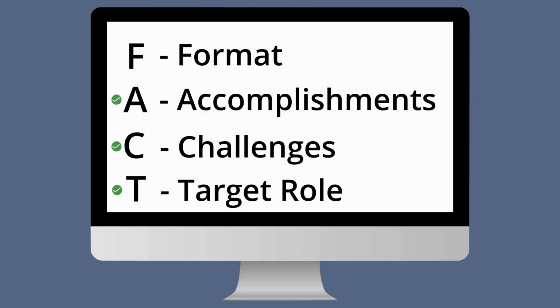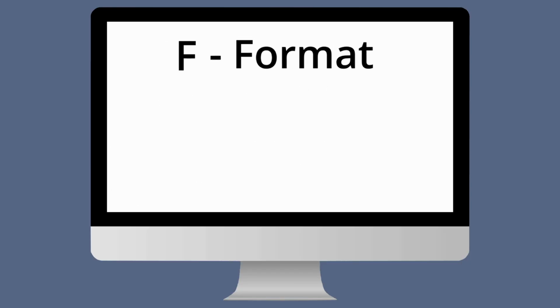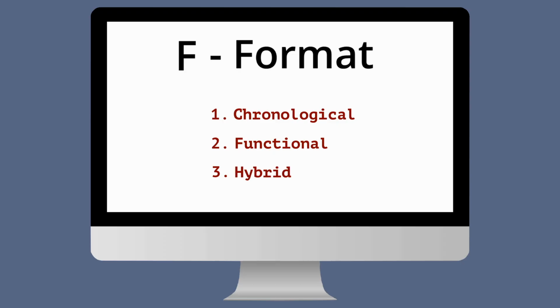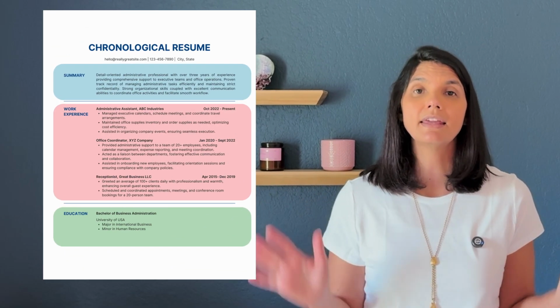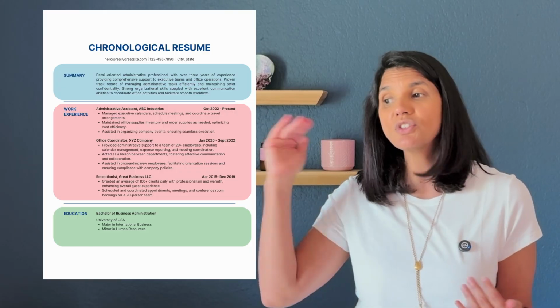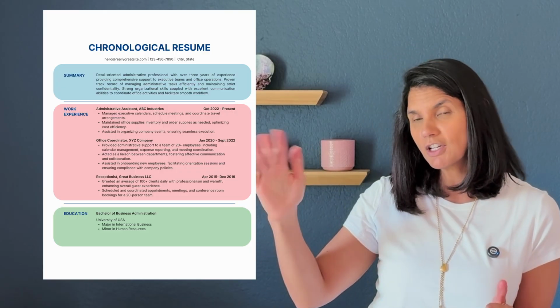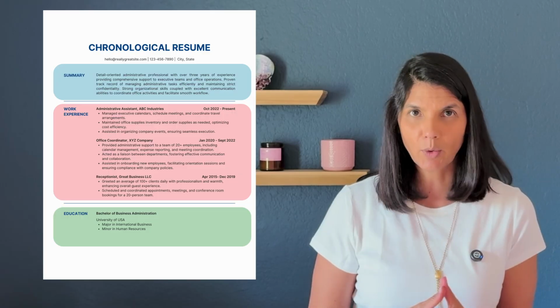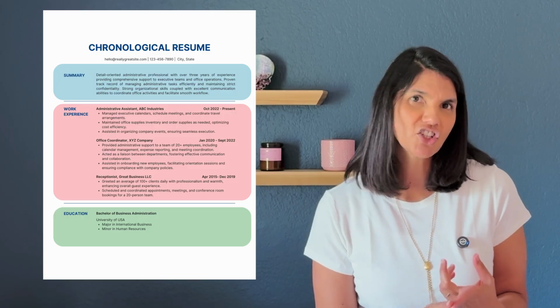And the last piece of the framework puzzle is F, and that stands for format. Now there are three main types of resume layouts: chronological, functional, and hybrid. Now the chronological layout is by far and away the most popular type of resume format. And this is where you start with your most recent work experience and then you work backwards.